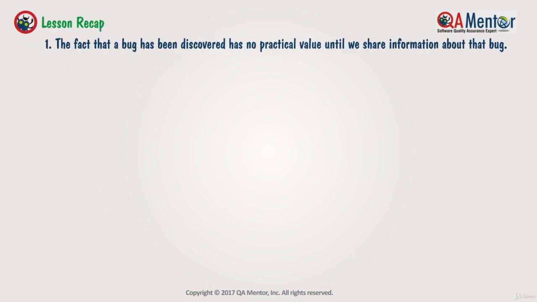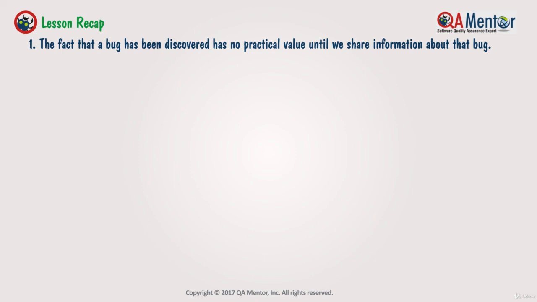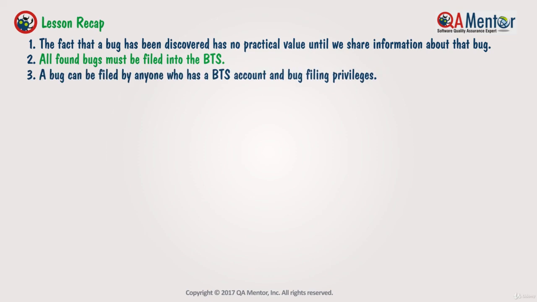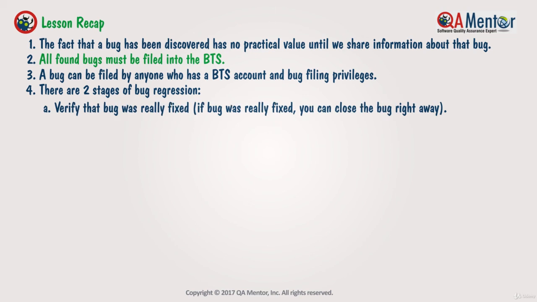Lesson recap. 1. The fact that a bug has been discovered has no practical value until we share information about that bug. 2. All found bugs must be filed into the BTS. 3. A bug can be filed by anyone who has a BTS account and bug filing privileges. 4. There are 2 stages of bug regression. A. Verify that the bug was really fixed. If the bug was really fixed, you can close the bug right away. B. Check to see if the process of fixing the bug has introduced new bugs.